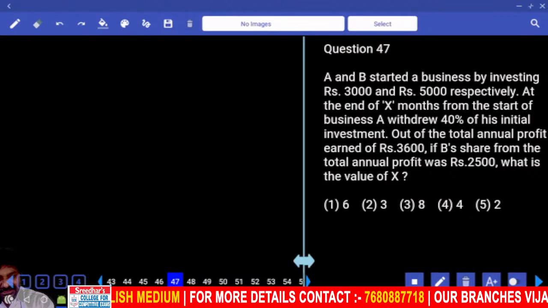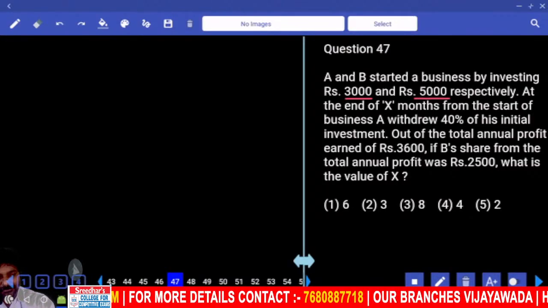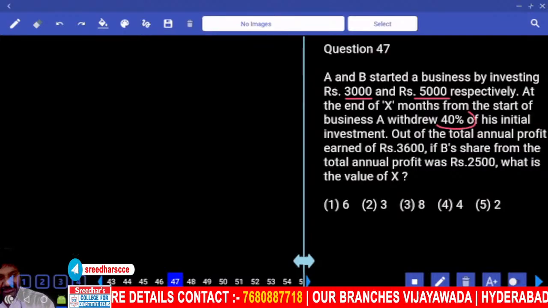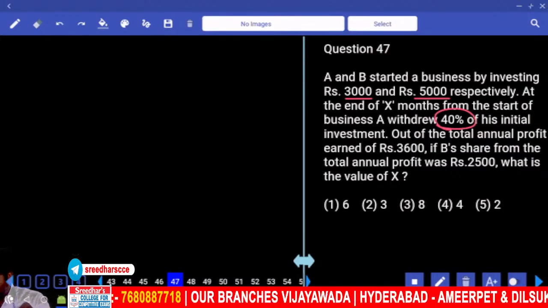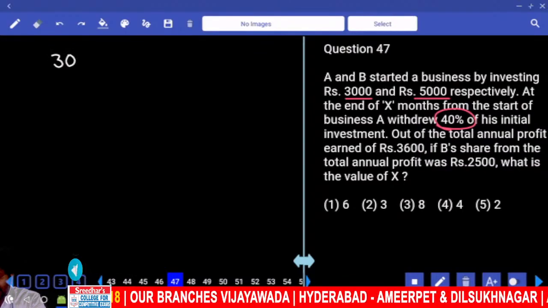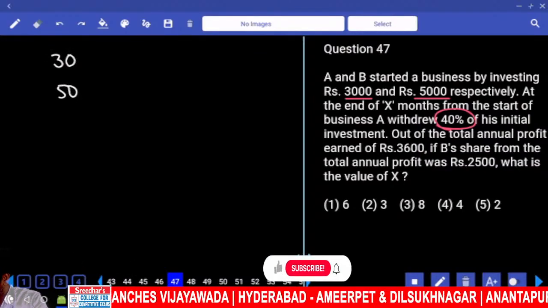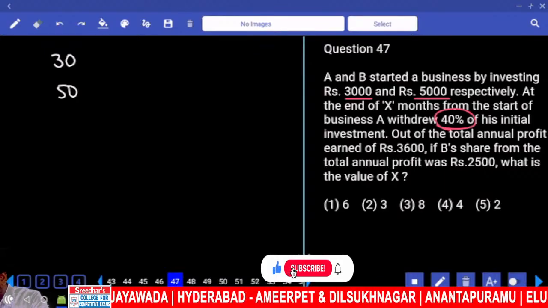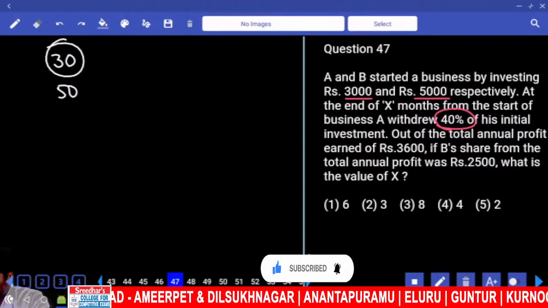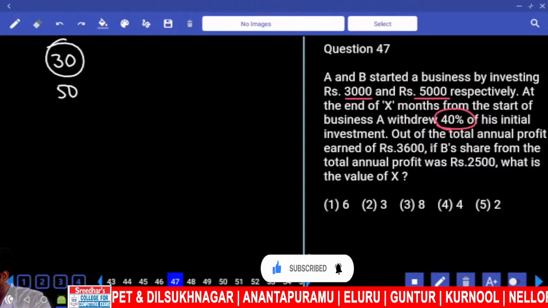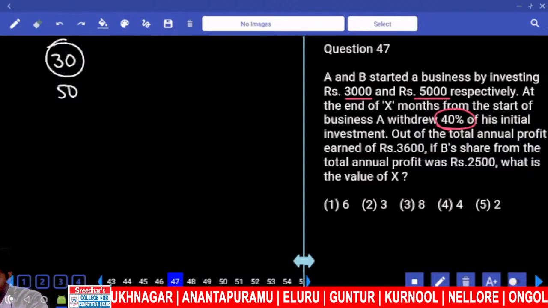A and B invested 3,000 and then 5,000. After some months, A withdrew 40%. So I don't want to write all the zeros. For calculation purposes, I'll write 30 and then 50, because we need to calculate 40%. You can write 3, 5 also. But upon 3, when you calculate 40%, you'll get a decimal value. So I don't want to take that chance.